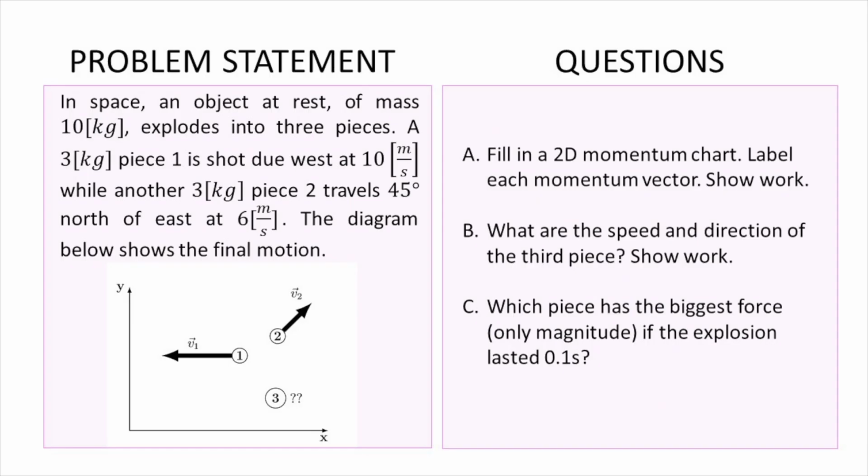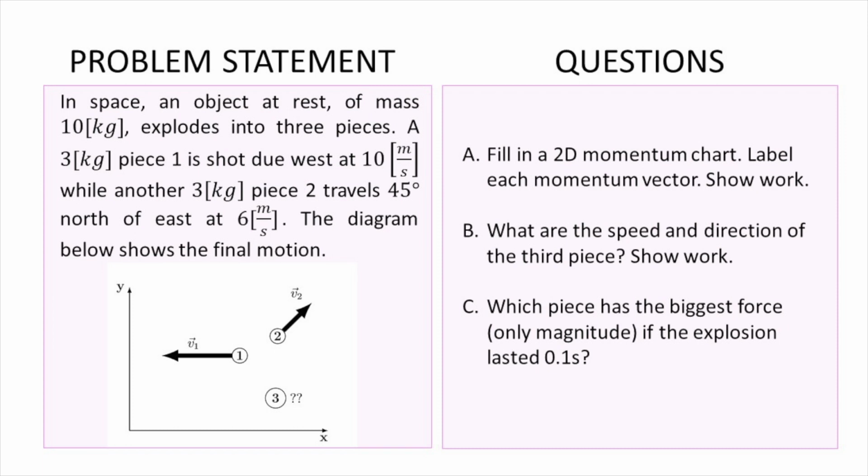So the problem statement goes as follows. Please feel free to pause the video in order to try this out by yourself or just follow along. In space we have a big object, initially at rest, that is 10 kilograms total. It explodes for whatever reason into three pieces: a 3 kilogram piece going west, a 3 kilogram piece going 45 degrees north of east, and we don't get any information about what happened to the third piece.